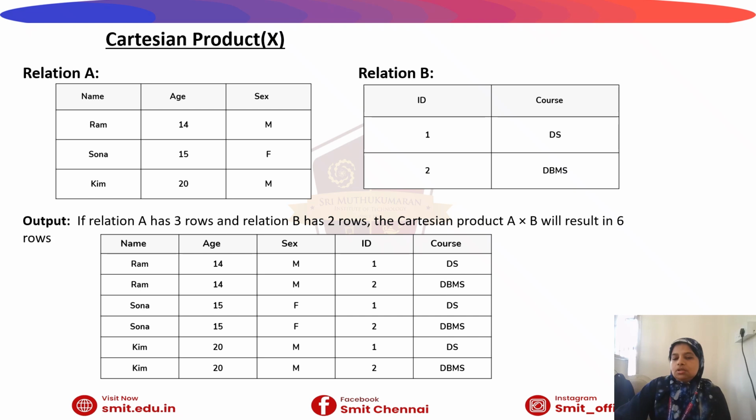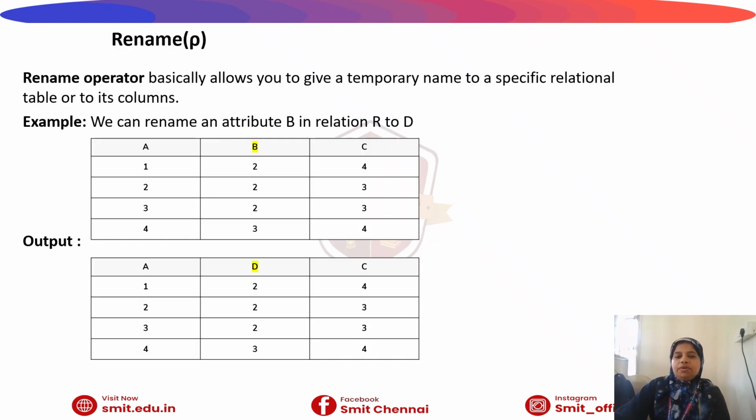So look at this. The name appears twice, but the course subject is different. So the condition satisfied is A into B. That means the rows and columns combine together and show this output as a Cartesian product. Okay, so this is another algebraic function.